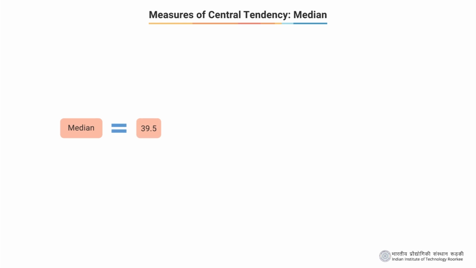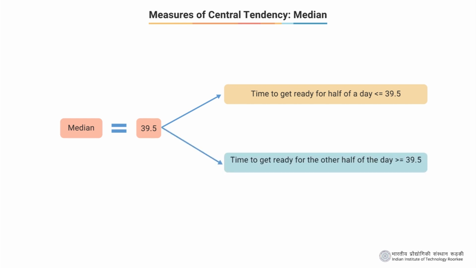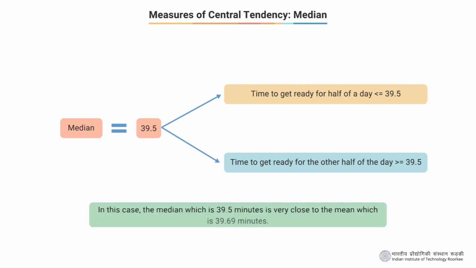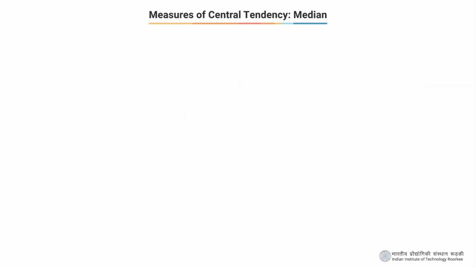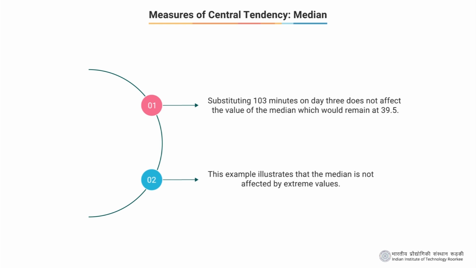The median of 39.5 means that for half of the days, time to get ready is less than or equal to 39.5. And for the other half of the days, the time to get ready is greater than or equal to 39.5. In this case, the median time to get ready is 39.5 minutes. That is very close to the mean time to get ready of 39.69. In the previous section, we noted that substituting 103 minutes for the time of 43 minutes increased the mean by 6 minutes. Doing the same substitution does not affect the value of median, which would remain at 39.5. This discussion illustrates that the median is not affected by extreme values.